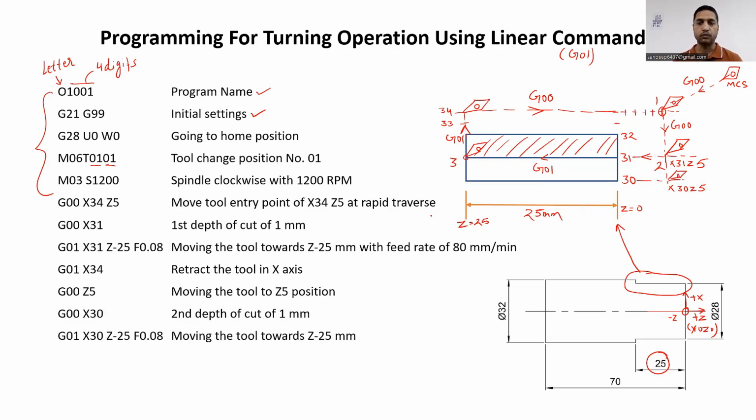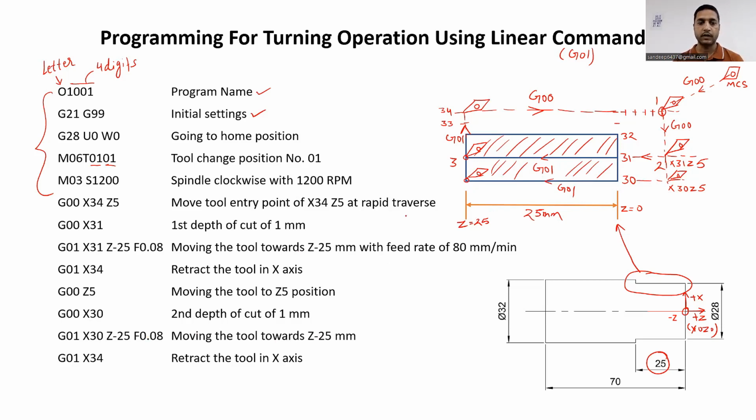Now the tool is moving from this point to Z minus 25 again. So the cutting tool is moving from this location to this location, because we are removing the material now. This much portion we are removing with this second depth of cut, and the cutting tool will reach this particular location, X30 Z minus 25, with the same feed rate. If you want, you can change the feed rate also, but we are not changing the feed rate.